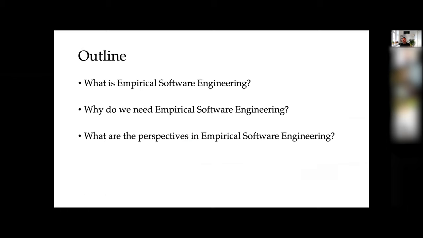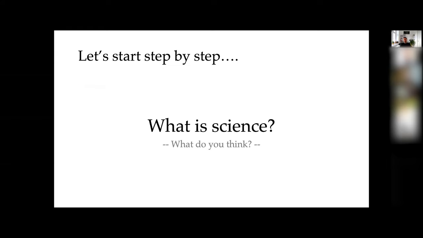Three points today that I would like to discuss. Number one, what is empirical software engineering? Number two, why do we need it? And number three, what are the perspectives in empirical software engineering as a research-centric discipline? Let's directly start with what it is. To understand what empirical software engineering is and what the implications are, I would like to take a couple of steps back and start at the very, very beginning, because empirical software engineering is always meant to be the scientific part or a scientific perspective we take on software engineering research.